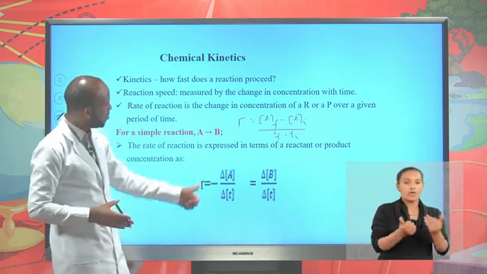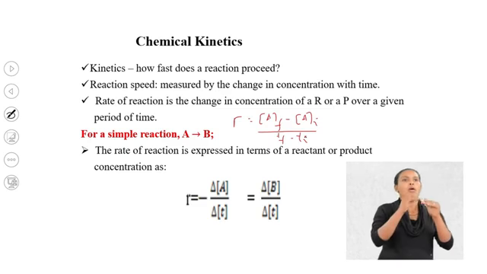Now, rate equals minus change in concentration of A divided by change in time, equals, in terms of product, change in concentration of product divided by change in time.